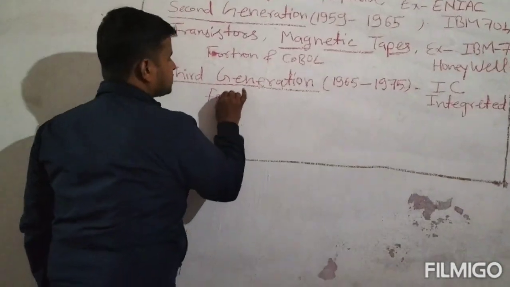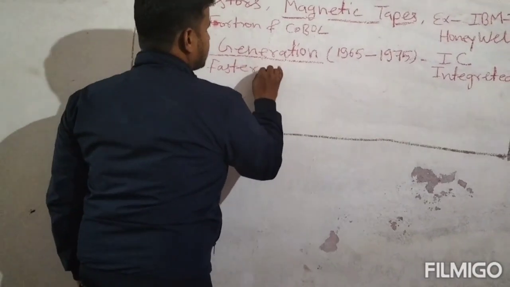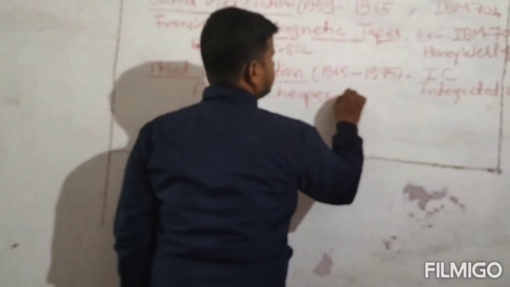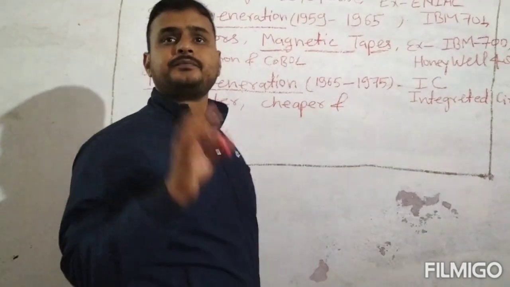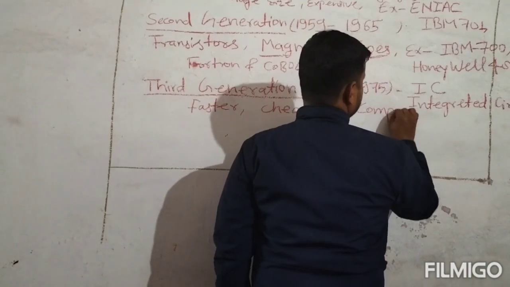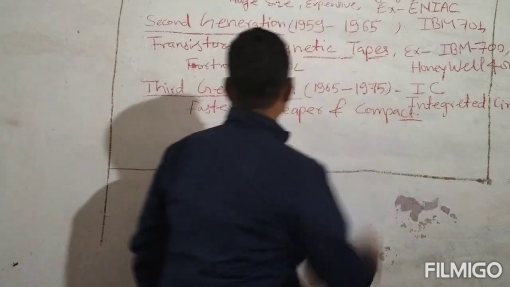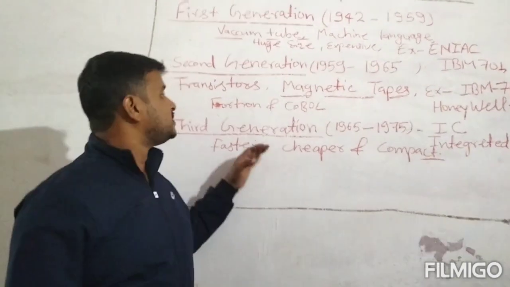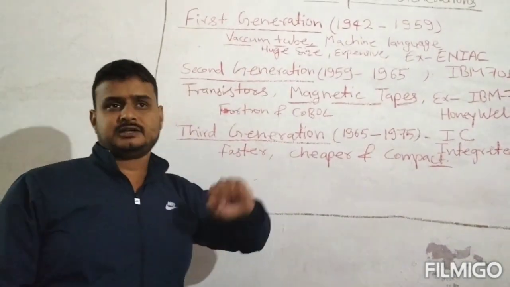Third generation computers are faster, cheaper, and compact in comparison to the first and second generation.